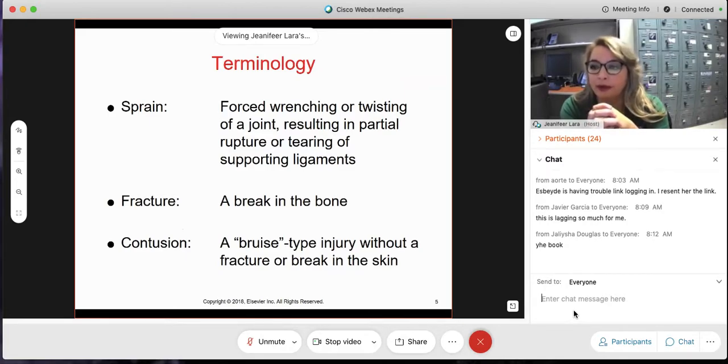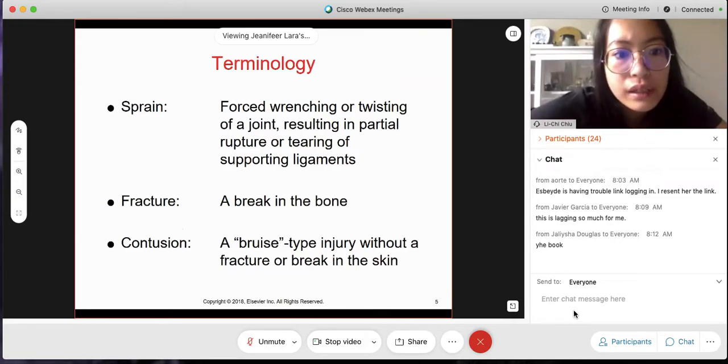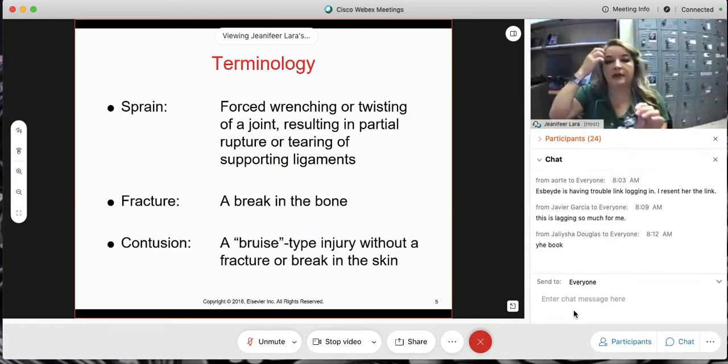Sprain. Read it for me, Sharon. Force, wrenching or twisting of a joint resulting in partial rupture or tearing of supporting ligaments. Good. So here we have a sprain. A sprain of what anatomy specifically? This is where you need to start looking at your words, words to help you identify what it is. It'll narrow it down.